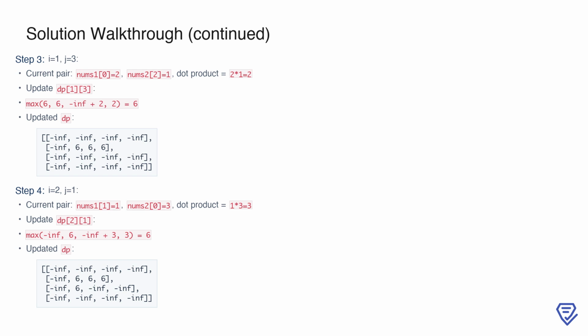Now, moving to i equals 2 and j equals 1, we shift focus to the pair nums1[1] equals 1 and nums2[0] equals 3. Their dot product is 1 times 3 equals 3. To update dp[2][1], we again consider the maximum of the 4 possibilities, which include the value directly above, the value to the left, the diagonal value plus the dot product, and the dot product itself.